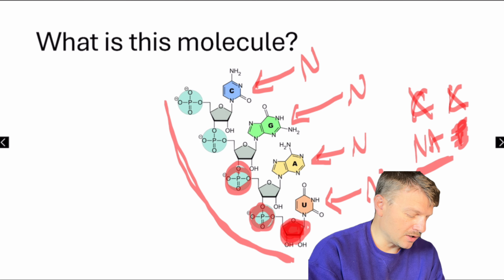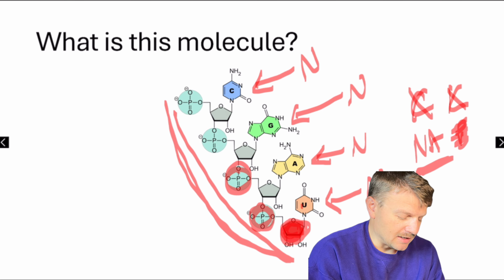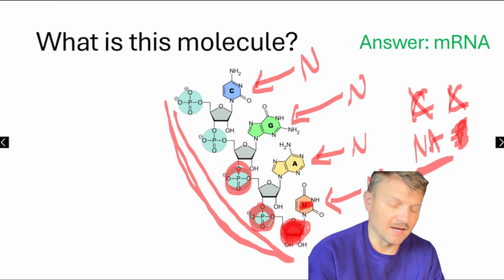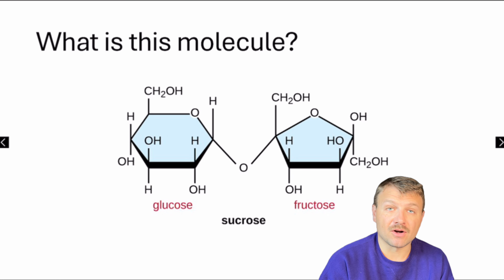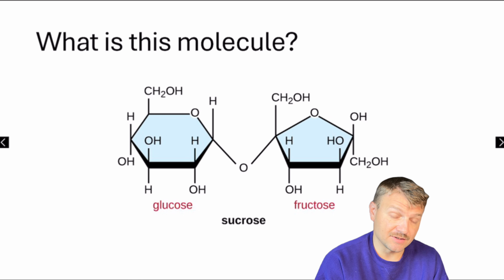You can see we have a long chain of this molecule, and there's a U or a uracil in this, so this is going to be RNA. Let's double check our work. Yep, this is mRNA. Here's our last molecule.